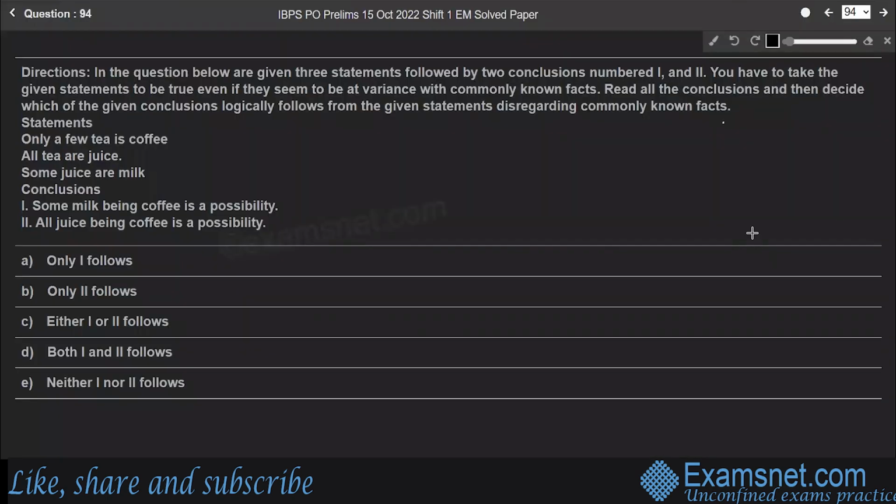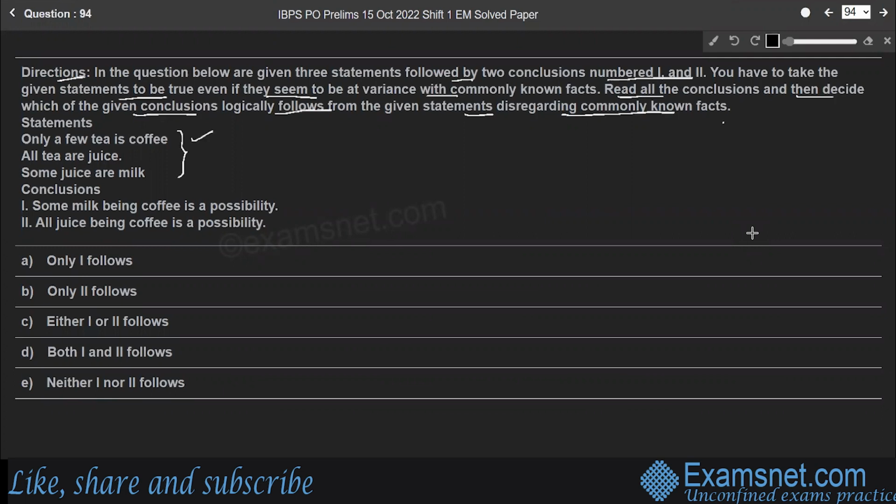Question 94. Here the direction is: in the question below are given 3 statements followed by 2 conclusions numbered 1 and 2. You have to take the given statements to be true even if they seem to be at variance with commonly known facts. Read all the conclusions and then decide which of the given conclusions logically follows from the given statements, disregarding commonly known facts. Here are 3 statements. So let us represent these statements in a Venn diagram.